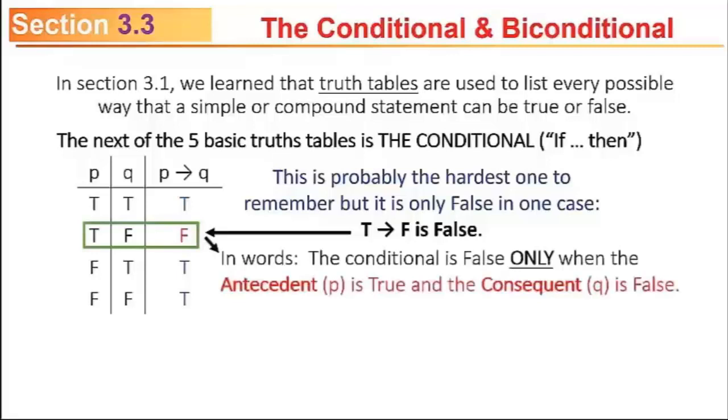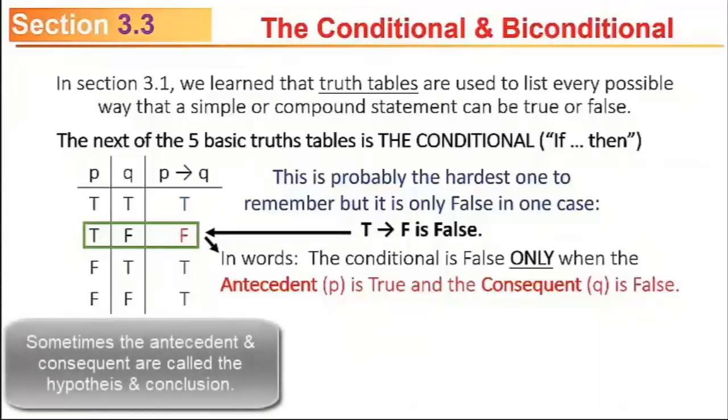You might say this in words: a conditional is false only when the antecedent, sometimes that P is called the antecedent, is true and the consequent is false. Antecedent is the P and consequent is the Q.